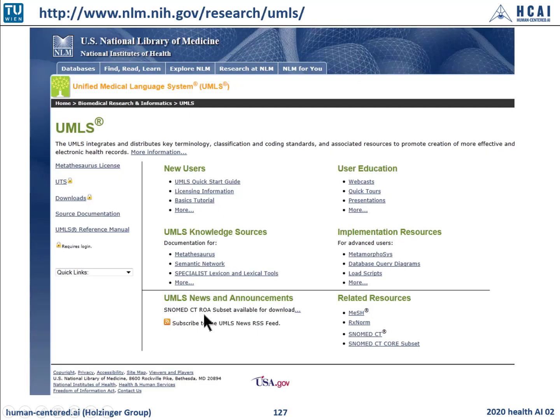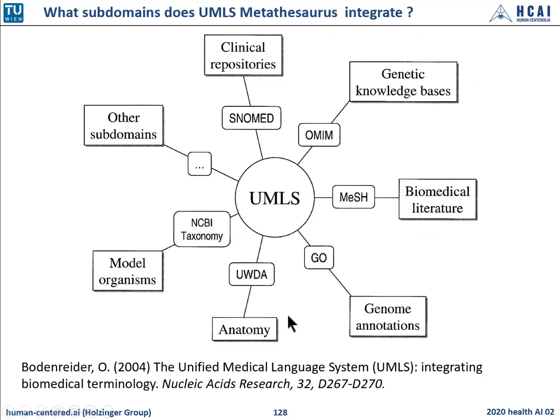Okay, so the Metathesaurus forms the base of the UMLS and comprises over 1 million biomedical concepts and over 5 million concept names. So this is really huge. And they all stem from over 100 incorporated controlled vocabularies and classification systems around the world. Some examples of the incorporated vocabularies are ICD-10, as we have heard before, the MeSH, the SNOMED CT, and so on.